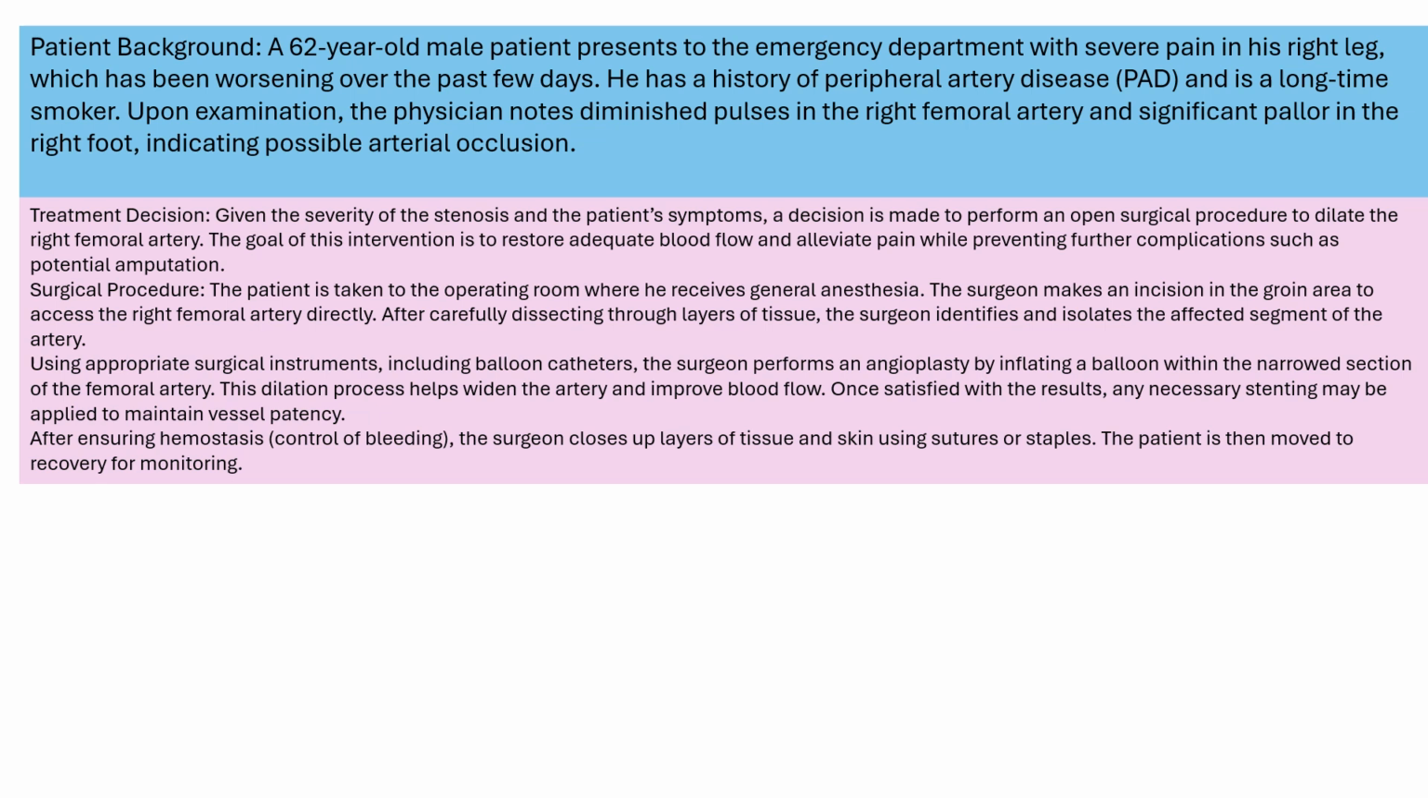The surgeon makes an incision in the groin area to access the right femoral artery directly. After carefully dissecting through layers of tissue, the surgeon identifies and isolates the affected segment of the artery. Using appropriate surgical instruments, including a balloon catheter, the surgeon performs an angioplasty by inflating a balloon within the narrowed section of the femoral artery. This dilation process helps widen the artery and improve blood flow. Once satisfied with the results, any necessary stents may be applied to maintain vessel patency.